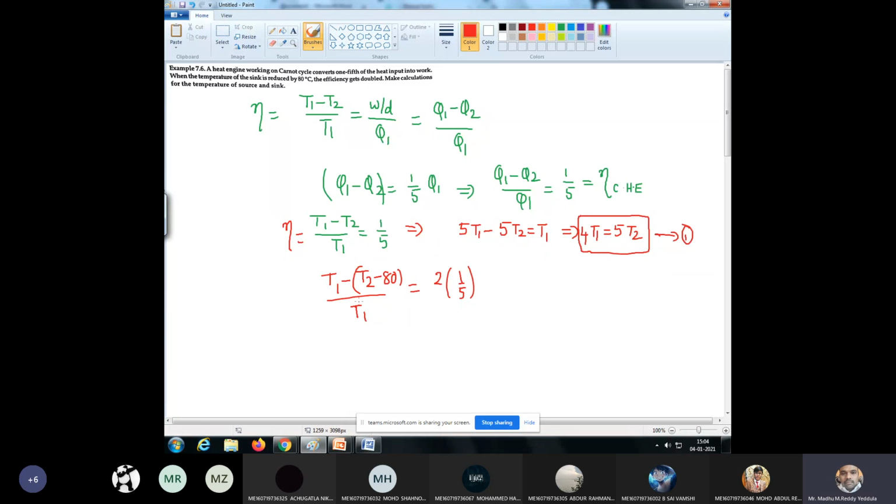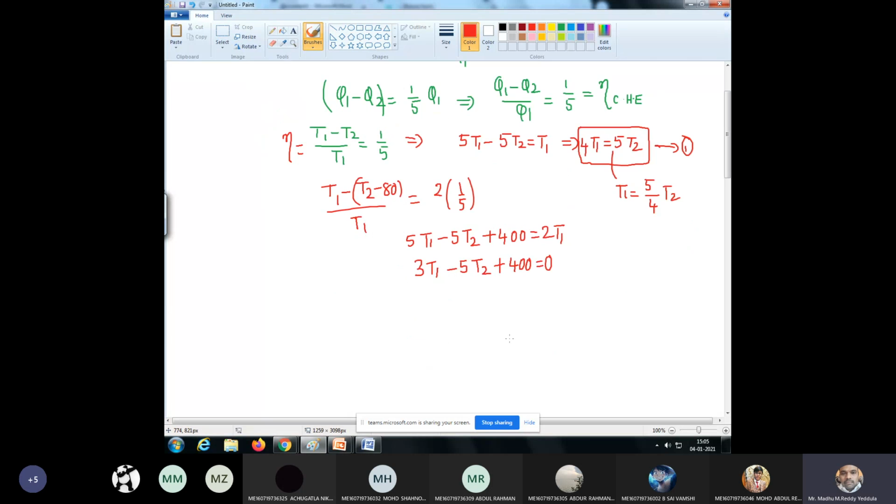Now the second relation. If you simplify this, you will get 2 by 5. If you cross multiply, 5T1 minus 5T2 plus 400 is equal to 2T1. Is it correct? Now if you take T1 over here, 3T1 minus 5T2 plus 400 is equal to 0. From this I can write T1 is equal to 5 by 4 T2. Now put the T1 value here, then you will get T2 and T1.